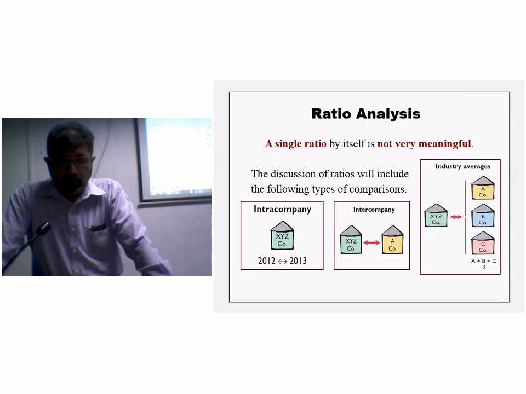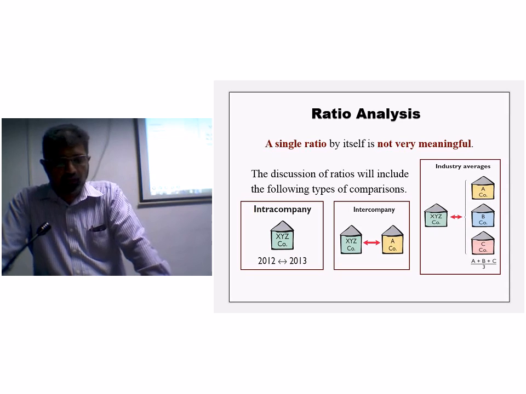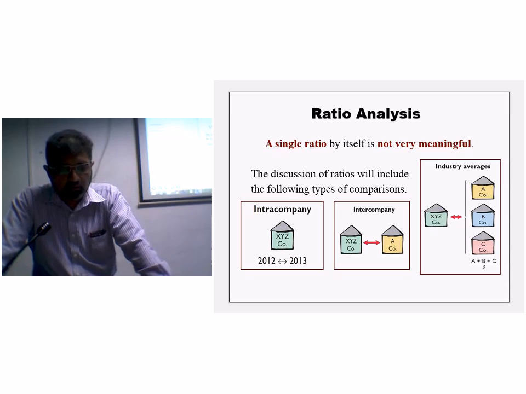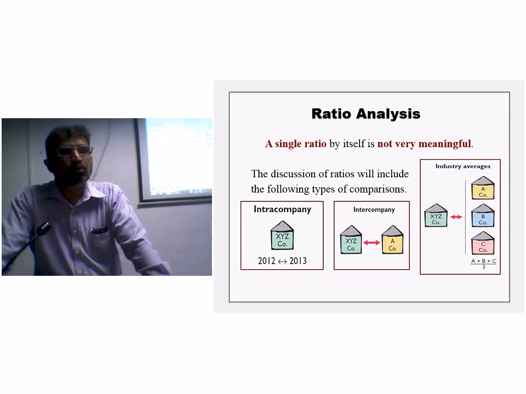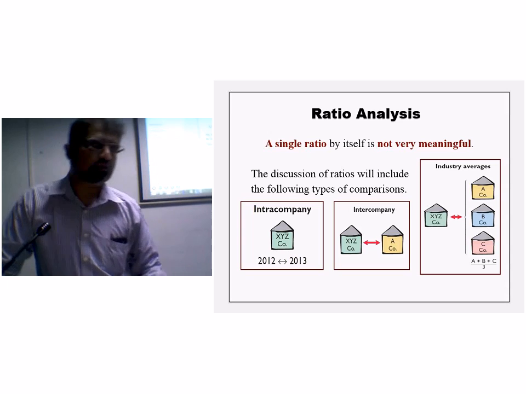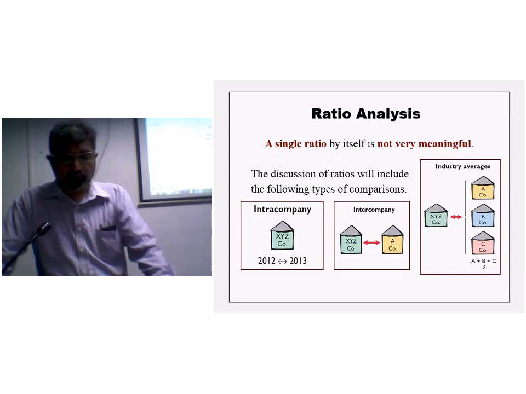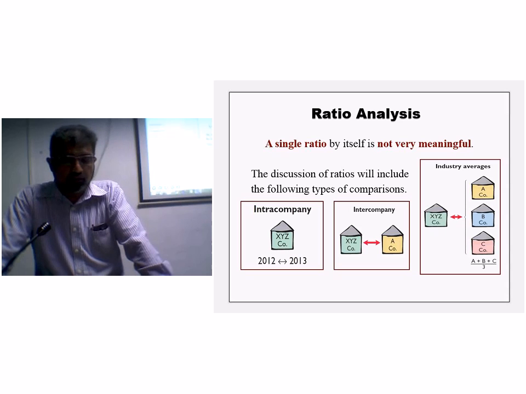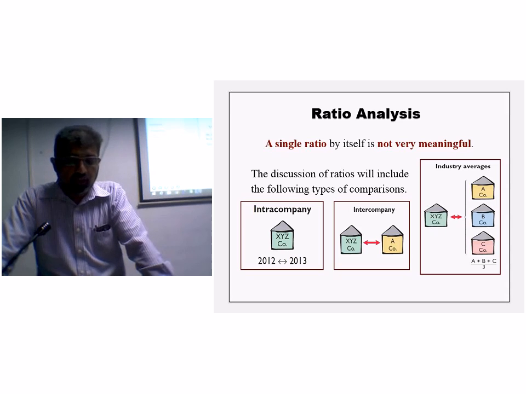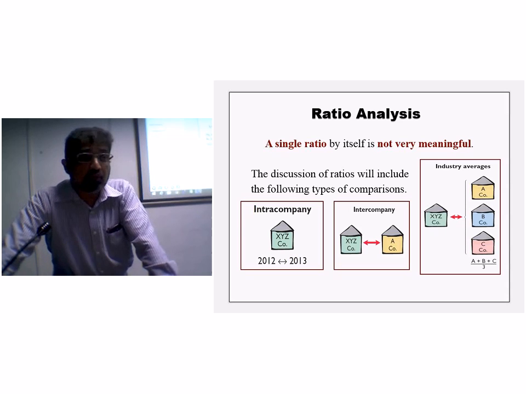Here you can see the variables, then intra-company, intercompany, and also industry average. After computing a particular ratio between two items in the financial statement, for example, if you take the gross profit ratio, gross profit over sales, gross profit over sales into 100, then you can compare that ratio value with the previous period.